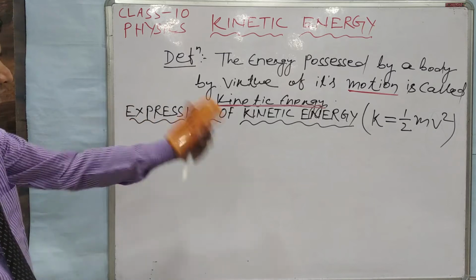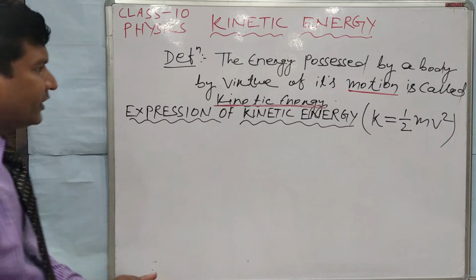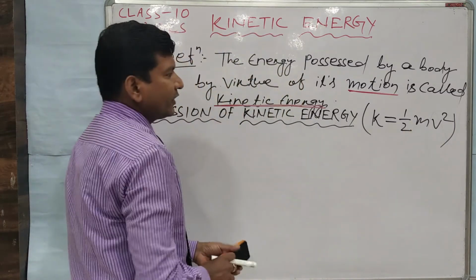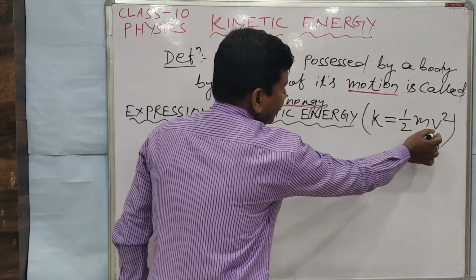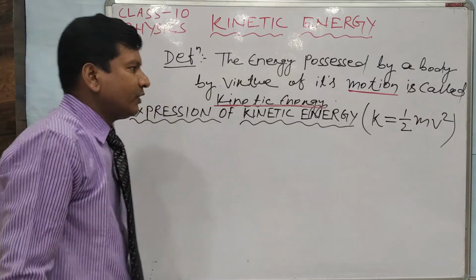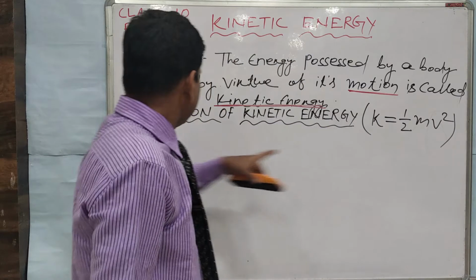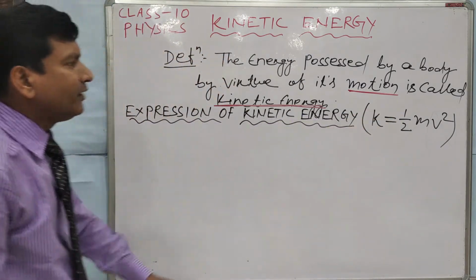What is the expression of kinetic energy? The mathematical expression of the kinetic energy is K equals half mv square. Here K is the symbol of the kinetic energy, m is the mass of the body, and v is the velocity of the body. Therefore the expression of the kinetic energy is K equals half mv square.